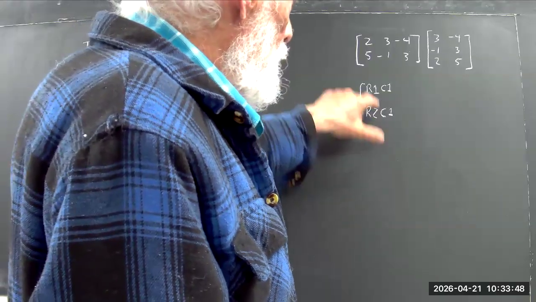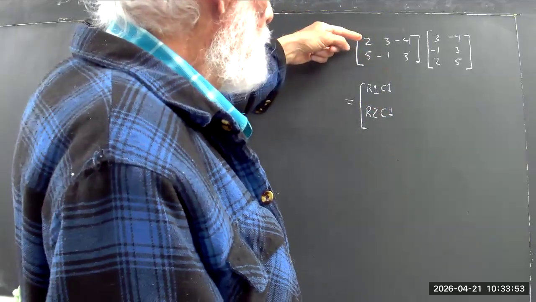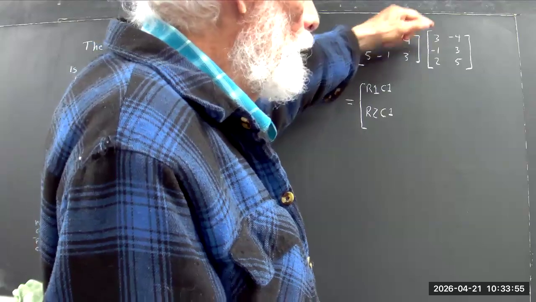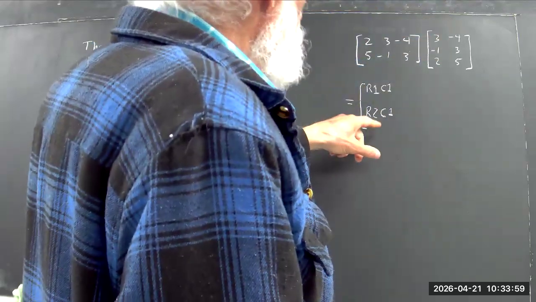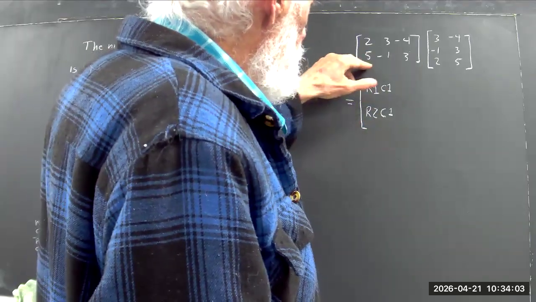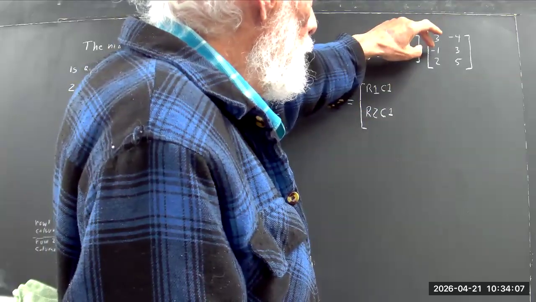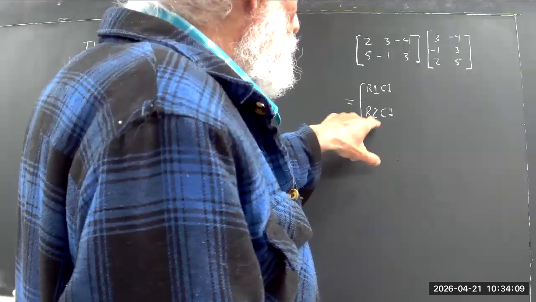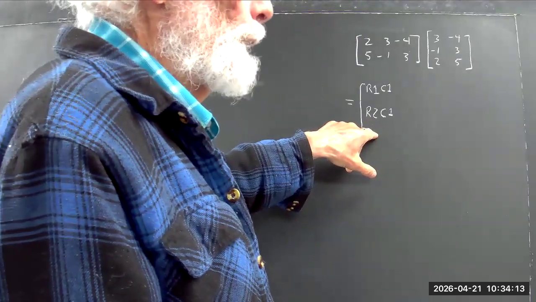Now, that is row 2 and column 1 of my new matrix. And row 1, column 1 corresponds to multiplying my first row, 2, 3, -4, by my first column, 3, -1, 2. Row 2, column 1 corresponds to multiplying row 2, 5, -1, 3, by column 1, 3, -1, 2. And again, row 2, column 1 is in row 2, column 1 of the new matrix.